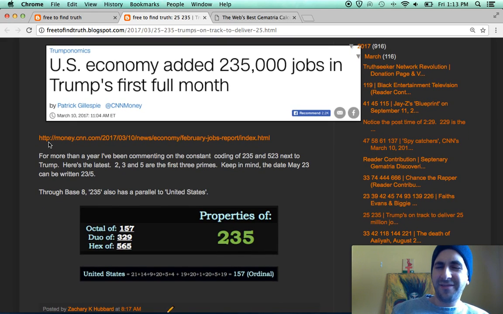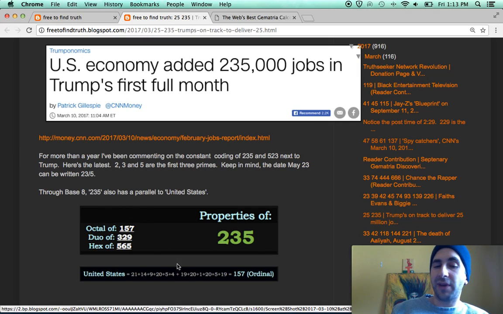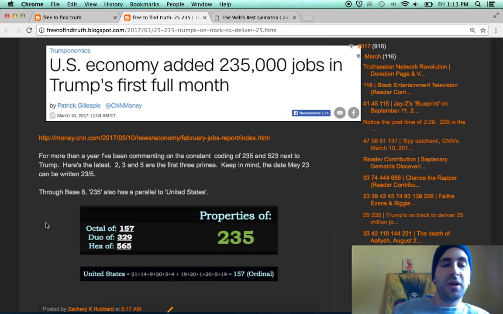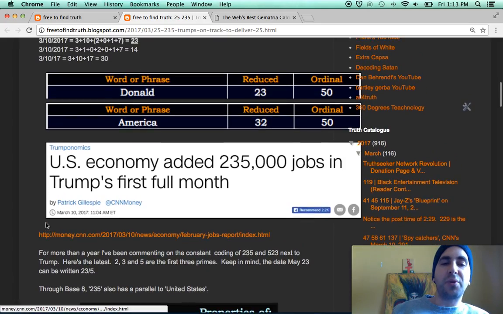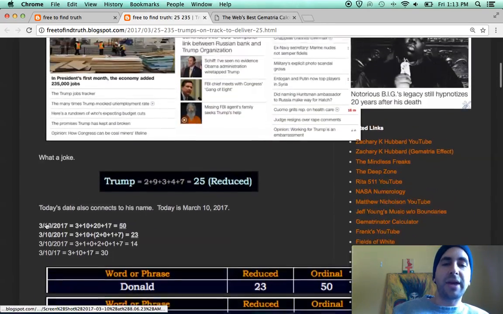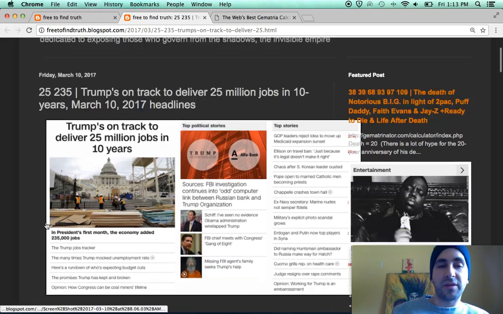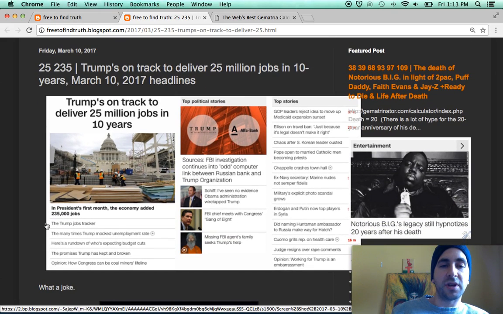You know what I mean? We've been talking about this for so long that they keep putting these numbers next to Trump. I noticed in octal it's 157, United States 157. I'll keep thinking about it. These are the first three prime numbers. There's something about the reason they keep putting these next to Trump. Now that's his accomplishment in the first month. 235,000 new jobs. At least so it's reported.